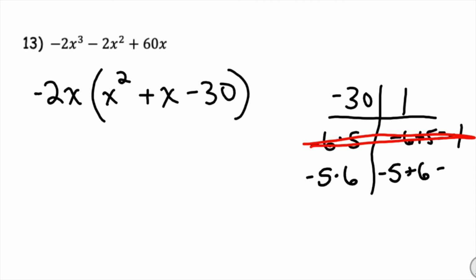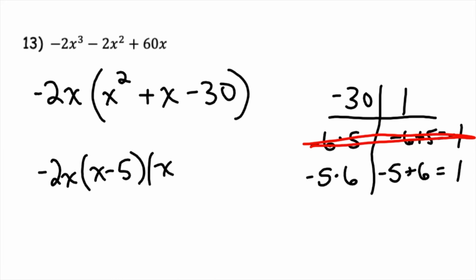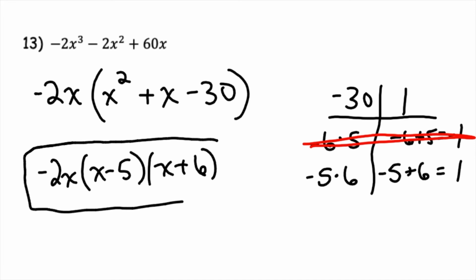You should still get the answer, but like I said, it saves you some time if you know those little things. So bring down the -2x, and then I have x minus 5 and x plus 6. Final answer, and I am finished.